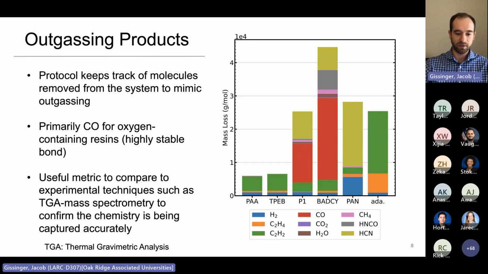For some new chemistries that we're looking at in the lab currently at NASA Langley, we can look at TGA mass spec, an experimental technique which is also able to record the types of gases that are being released from your sample as it's being subjected to high temperatures. And that's a way, again, to nicely compare directly between experiment and simulation, another way to validate it.